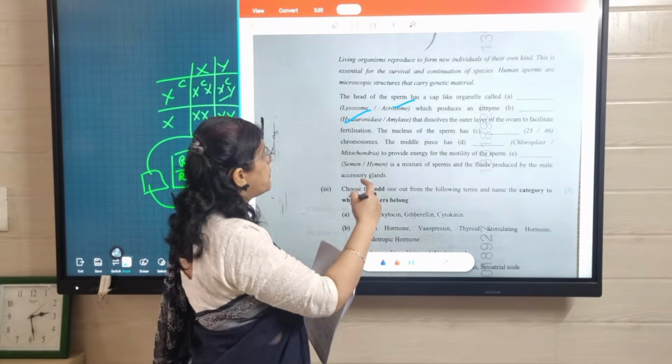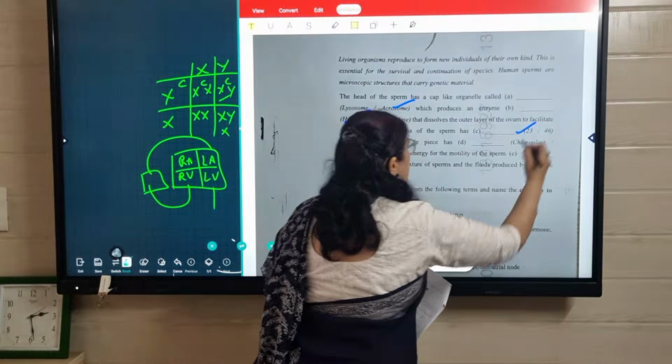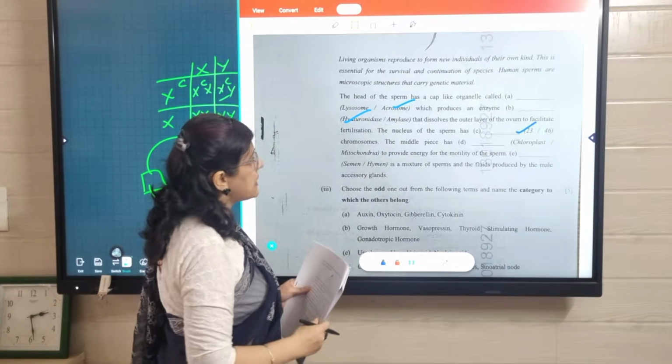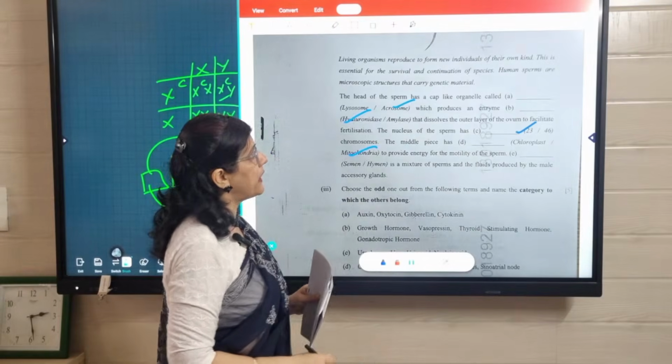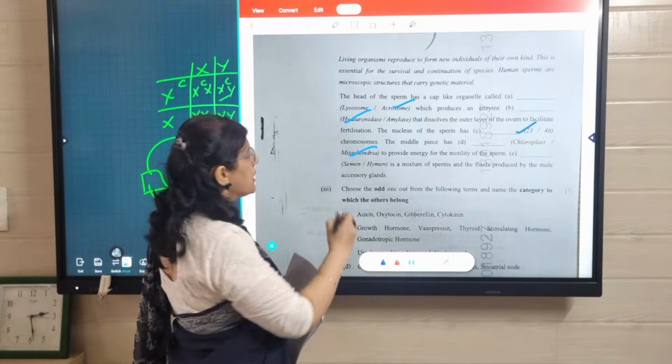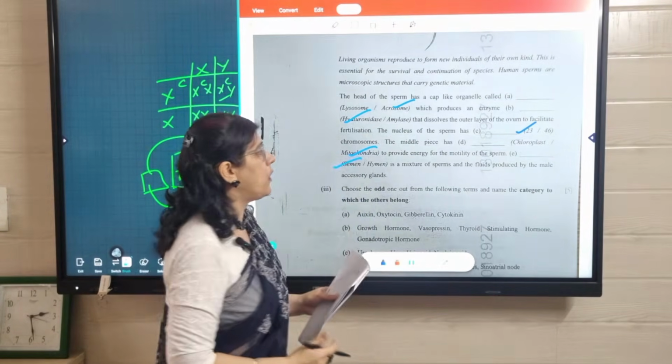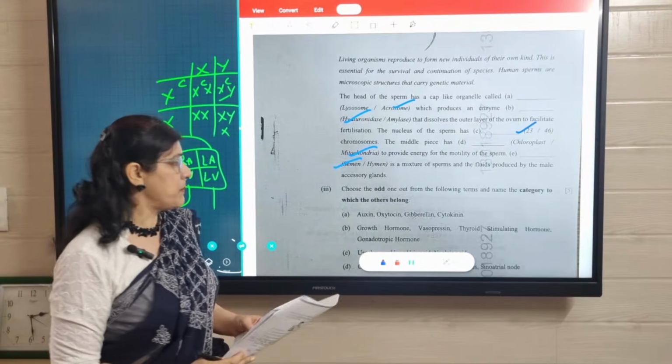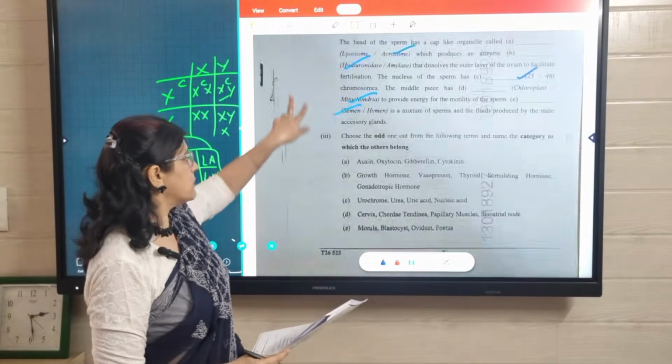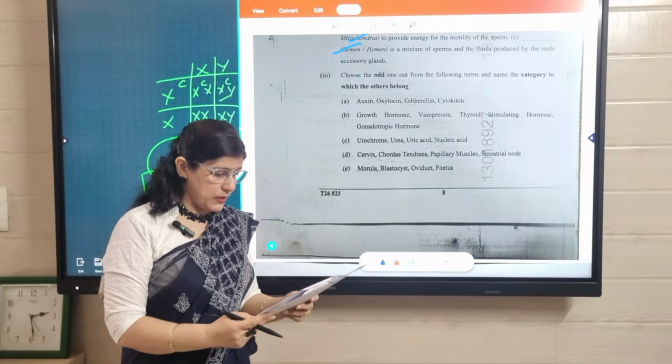The nucleus of the sperm has 23 chromosomes. The middle piece has mitochondria to provide energy for motility of the sperm, and semen is a mixture of sperms and fluids produced by the male accessory glands. Coming to third part, choose the odd one out.